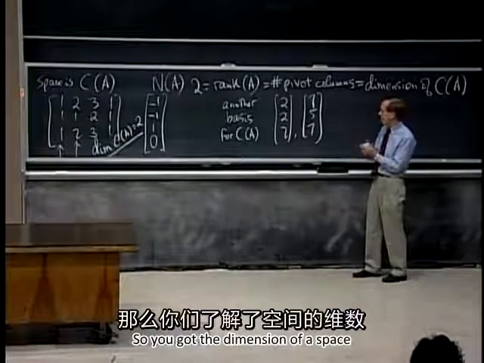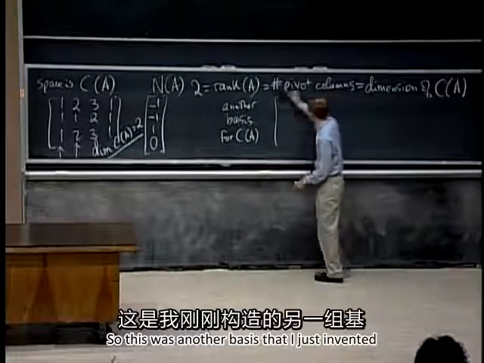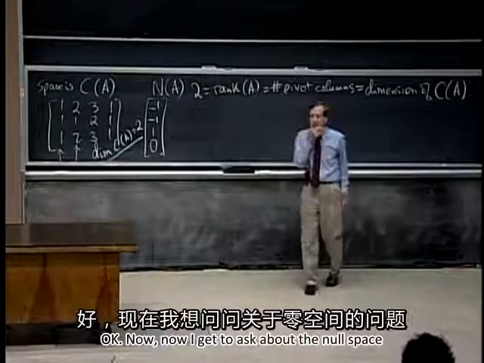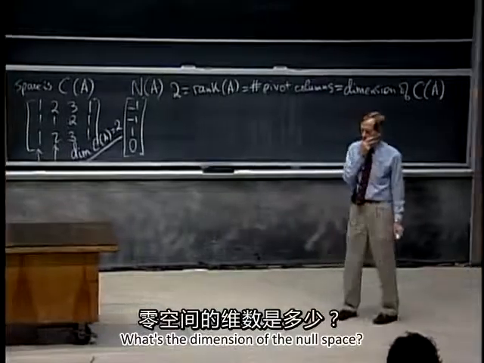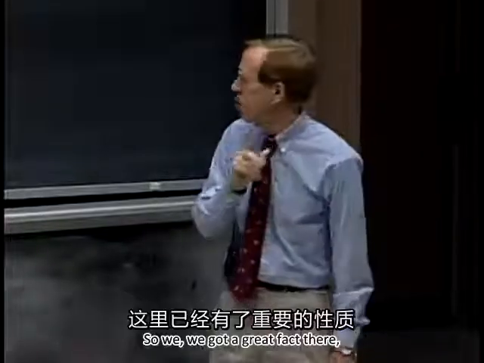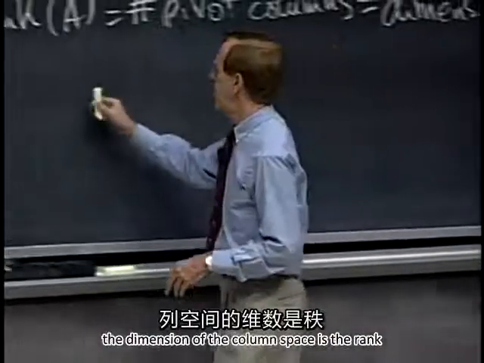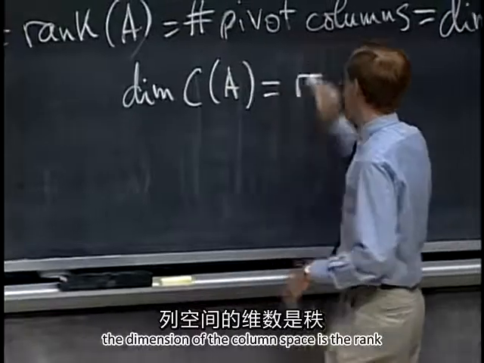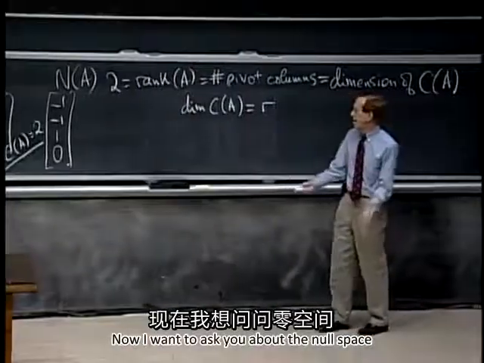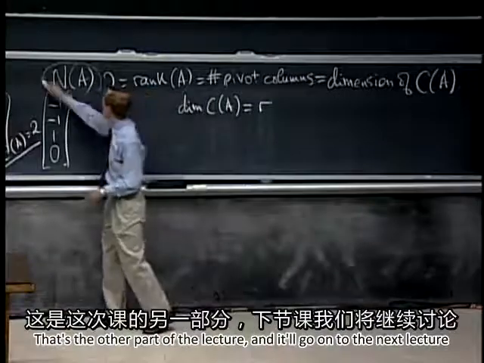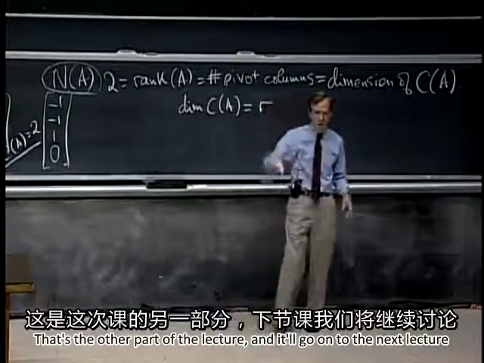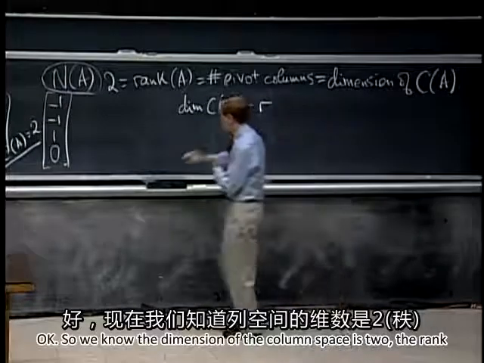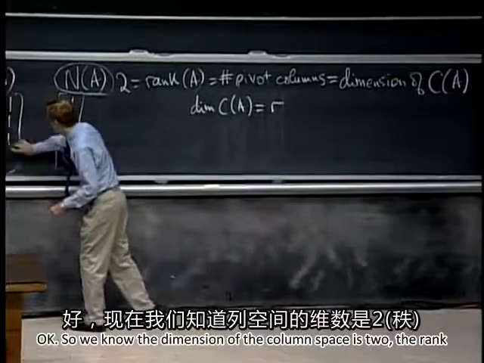So you've got the dimension of a space. So this was another basis that I just invented. Okay, now I get to ask you about the null space. What's the dimension of the null space? So we got a great fact there. The dimension of the column space is the rank. Now I want to ask you about the null space. That's the other part of the lecture, and it'll go on to the next lecture. Okay. So we know the dimension of the column space is 2, the rank.